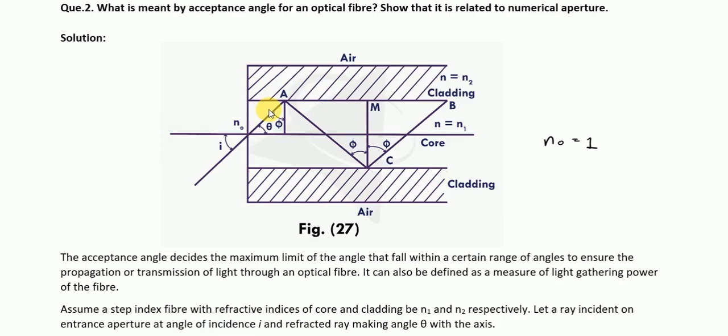So, to sum it up, the acceptance angle defines the maximum angle at which light can enter and stay within the fiber, and the numerical aperture quantifies this in terms of refractive indices. And together they help determine the fiber's efficiency in capturing and guiding light inside the fiber.